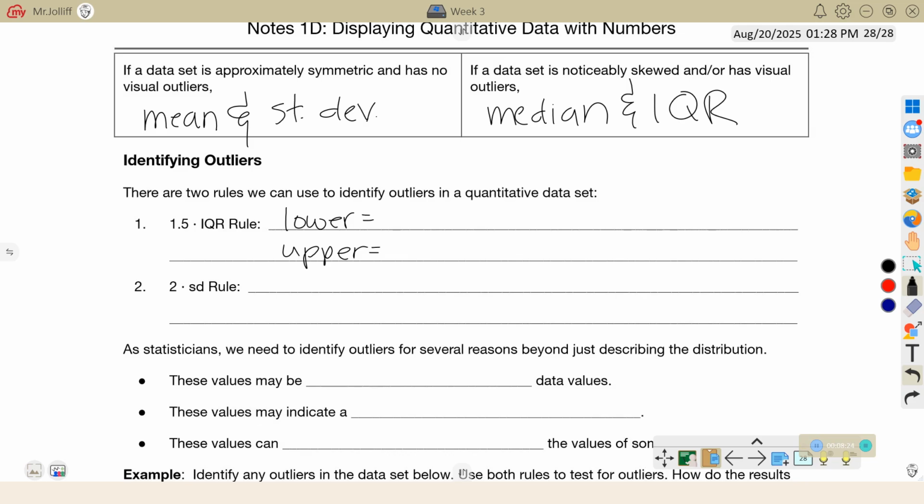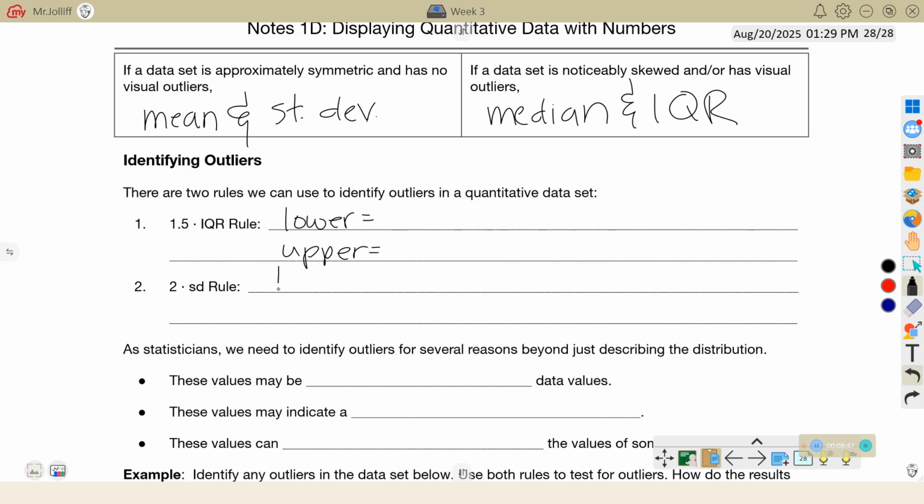Not really. Domain has to do with what you're allowed to plug in. This has to do with what we would consider normal versus what we consider abnormal. It's still creating a range. It's just a different purpose.